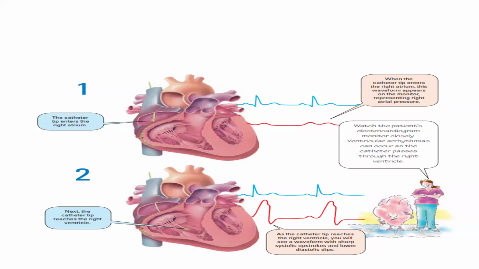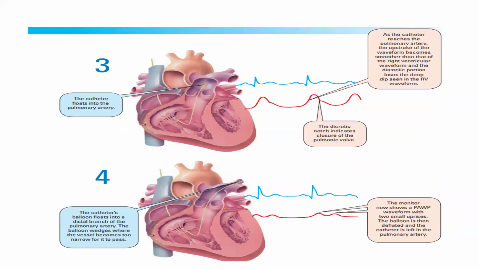As you can see, there is a sharp systolic upstroke and the lower diastolic dip. Then the third, when the pulmonary catheter tip has entered the pulmonary artery, the upstroke of the waveform will become smoother than that of the right ventricular waveform, and the diastolic portion will lose the deep dip seen in the right ventricular waveform. This diastolic notch will indicate the closure of the pulmonic valve.